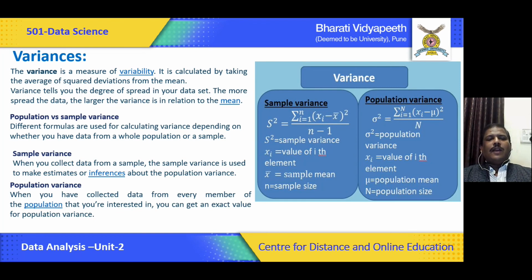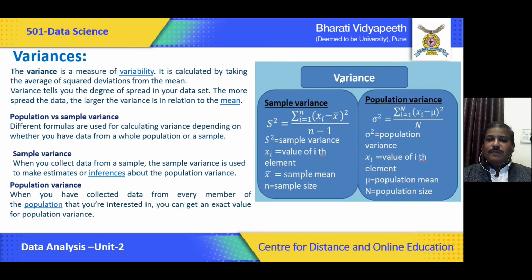Different formulas are used for calculating the variance depending on whether you have data from a whole population or a sample. Sometimes we go for sample data or sometimes for population data. The variance calculated based on the population, we call population variance, and the variance calculated based on the sample only, we call sample variance. Now the point here is that the variance in the population and the variance in the sample may have a little bit of difference in value. So you have to be very careful when calculating.